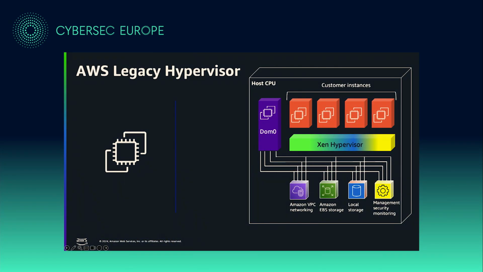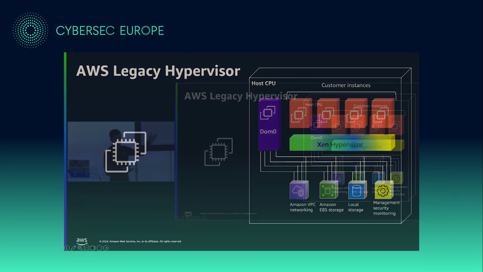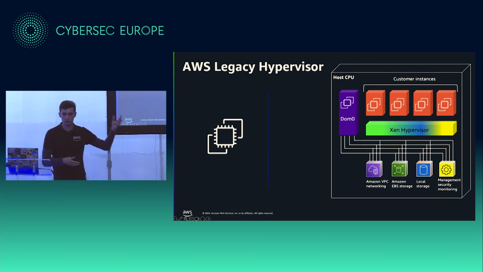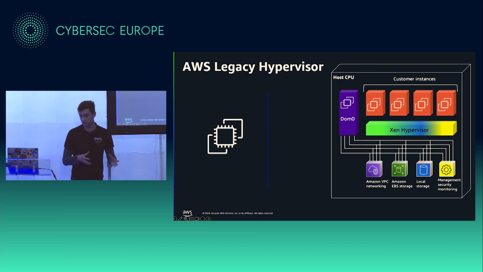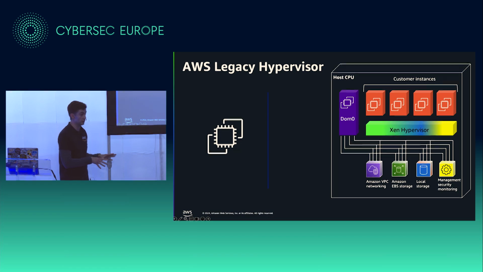This is the legacy. This is what we had before Nitro. We had a very traditional Xen hypervisor. We had different components that were interfacing with what we call the DOM0, which was a hardened Linux virtual machine, but was providing our interactions with our networking, our storage, underlying instance data stores, and indeed the management and security of the system. This is the old way of doing it.